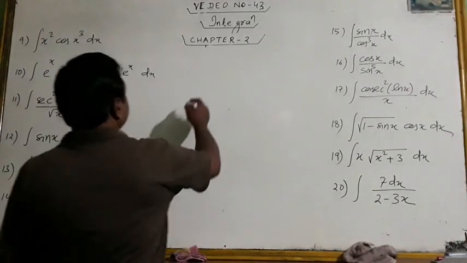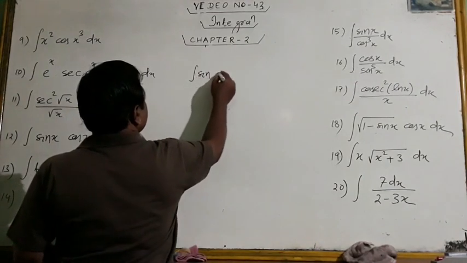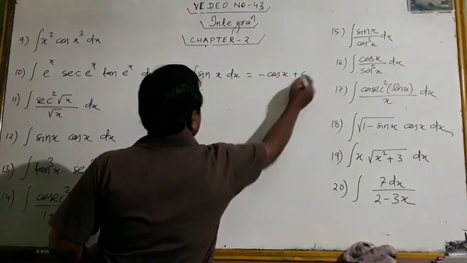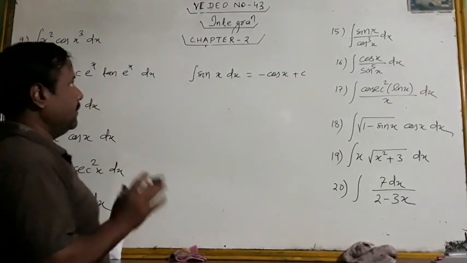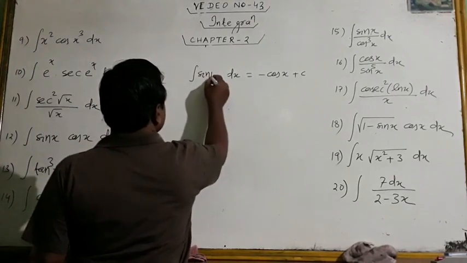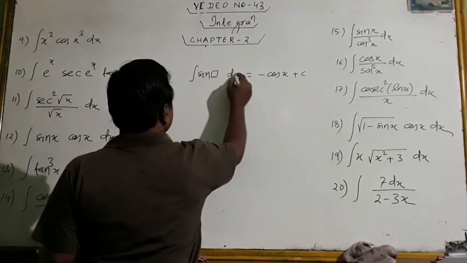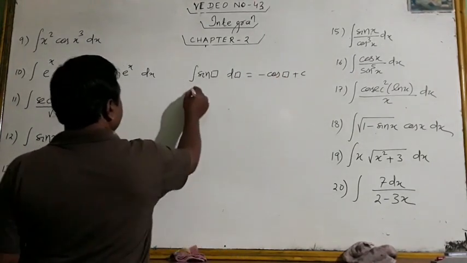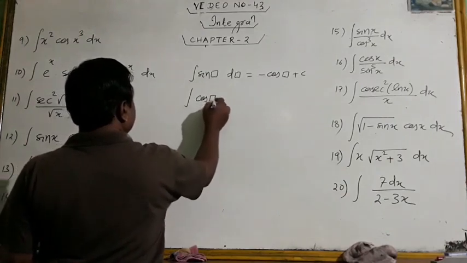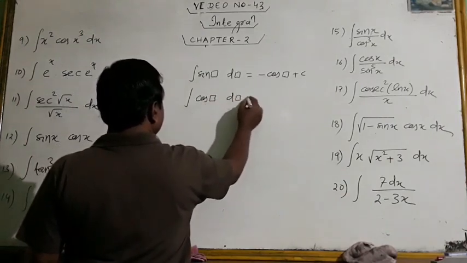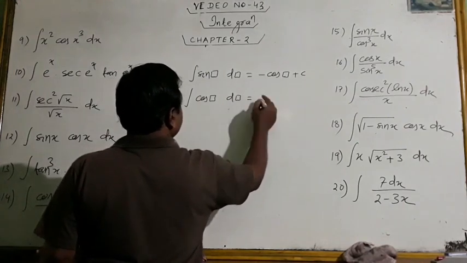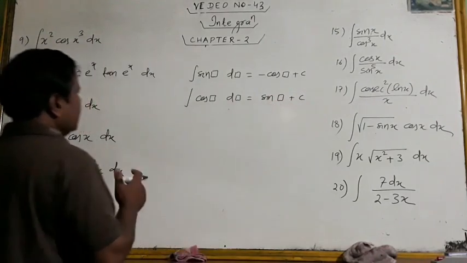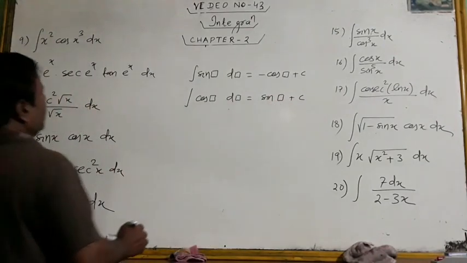Now look here. The integration of sin x dx is minus cos x plus c. But I don't like that; I want the method. For sin of something, the derivative of that something should be present, and then the integral is cos of that something plus c. Similarly for cos of something, the derivative of that something should be present, then the integration will be sin of that something plus c. These are the methods.